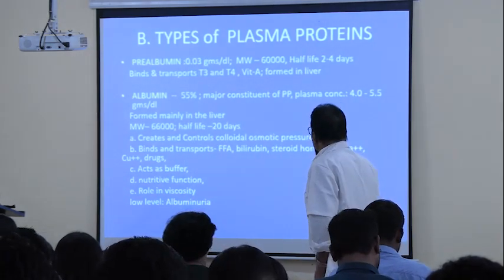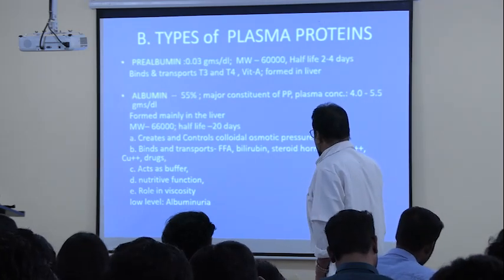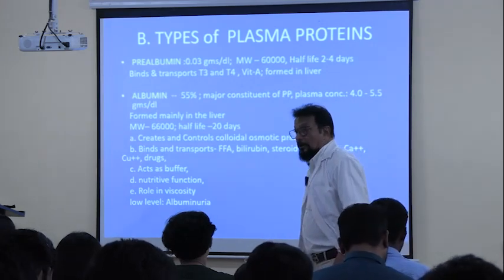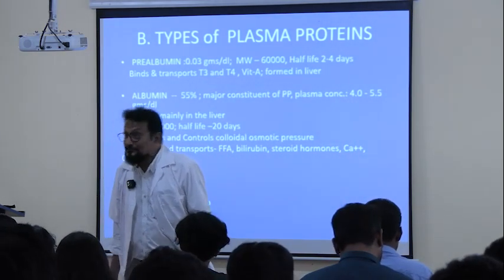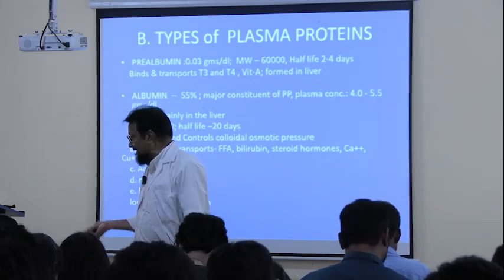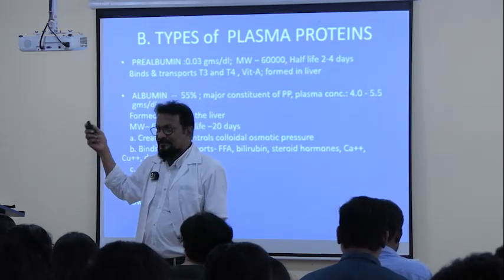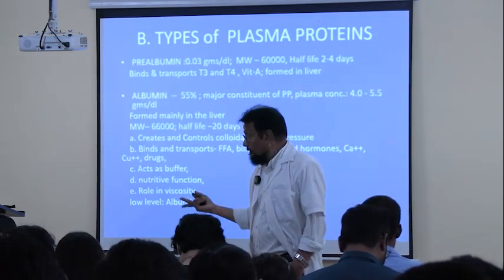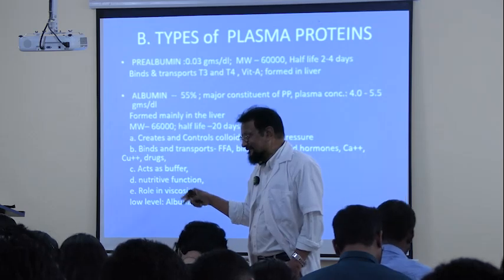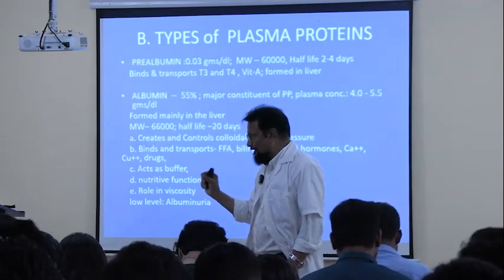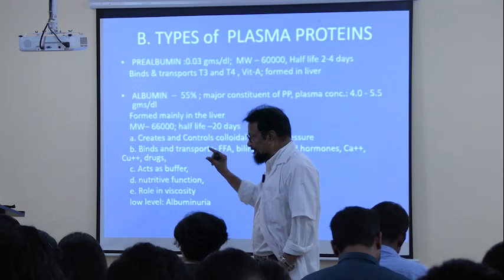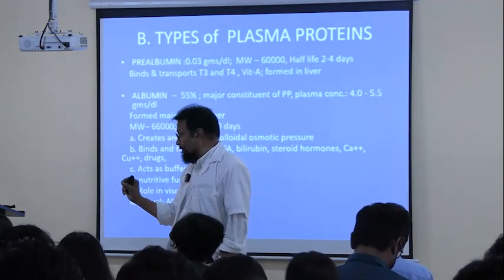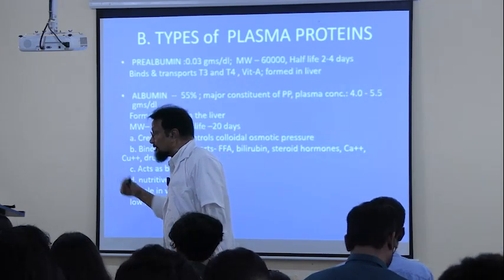Albumin's molecular weight is 66,000, and among all plasma proteins, albumin is 55%. So albumin is the most abundant among the plasma proteins. The number of molecules will be more, and this is important since its content is much higher, because so many things are determined by the number of molecules present in the plasma or blood. I will explain.